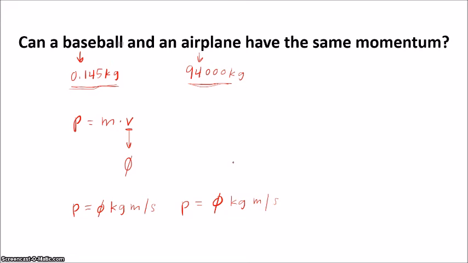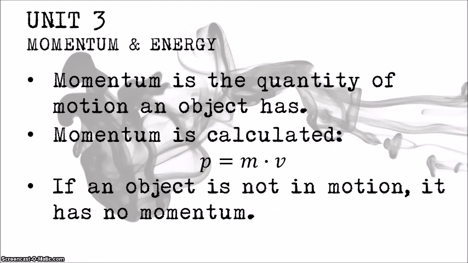They're not moving. Momentum is the quantity of motion an object has. Momentum is calculated by the equation mass times velocity. That's the momentum. If an object is not in motion, it has no momentum. None at all. Doesn't matter how massive it is, if it's not in motion, it has no momentum.